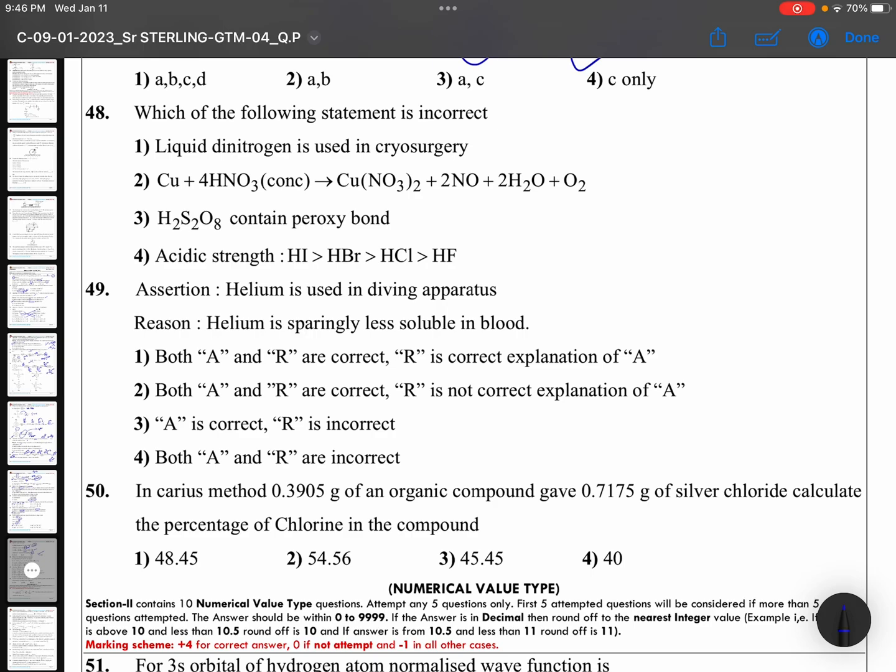Which of the following statements is incorrect? Liquid dinitrogen is used in cryosurgery. Correct. Copper with concentrated HNO3 gives not NO, it gives NO2. So this is wrong. He is asking incorrect. H2S2O8 contains a peroxy bond. Correct. I think you remember OH, yes, O, yes, OH. There is a peroxy linkage. It is also right.